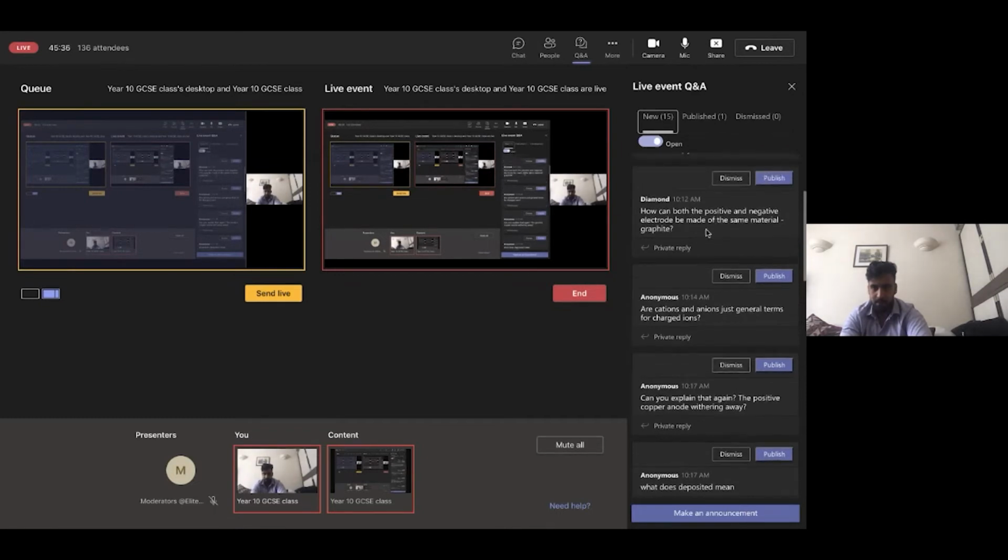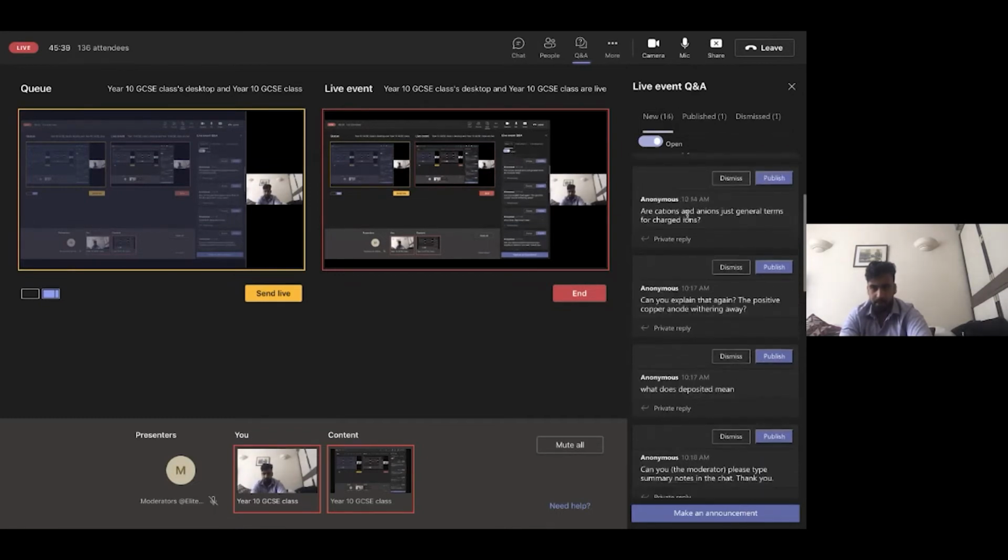Okay, we did that one. Fine. Are cations and anions just general terms for charged ions? Yeah, they're general terms, but cations are your ions that get attracted to the cathode, hence they are positively charged. And anions are your ions that get attracted to the anode, hence they are negatively charged. Right.